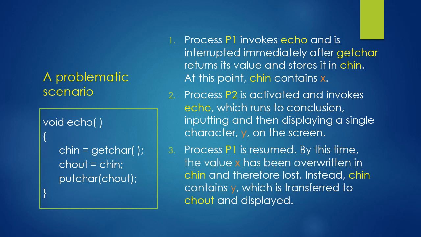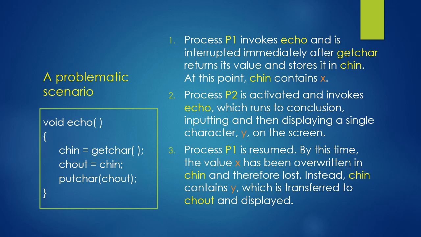Process P1 is resumed. By this time, the value x has been overwritten in ch_in and therefore lost. Instead, ch_in contains y, which is transferred to ch_out and displayed. So the input to P1 was x, but the output of P1 was y. Why did this happen? Because two processes were altering variable values in the body of a shared function. Thus, the first character is lost and the second character is displayed twice.